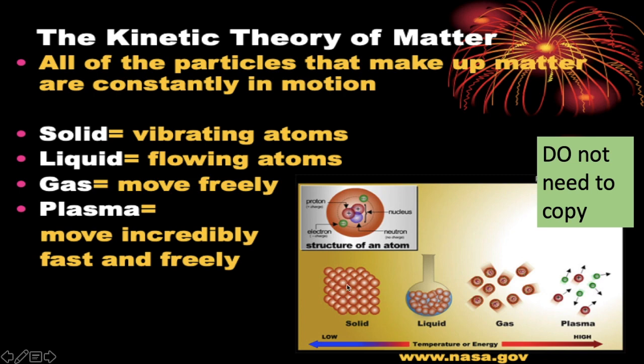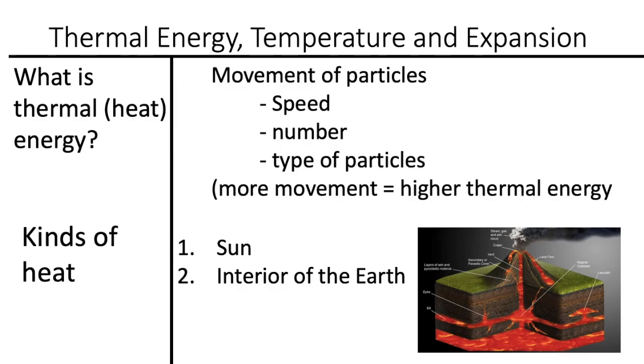If you're looking here, even though the molecules are tightly packed together, they are moving back and forth, whereas with liquid they're rolling around, and in gas they're more free, and then even more free and more hectic in plasma. Notice here that the temperature or energy increases as you go from solid to plasma. Remember that thermal energy is based off of the movement of particles, those atoms. It depends on the speed of the particles, the number of the particles, and the type of particles. The more movement that exists, the higher the thermal energy of that object.